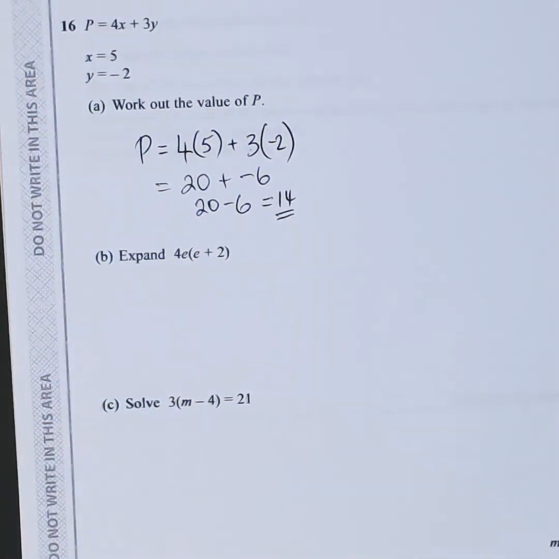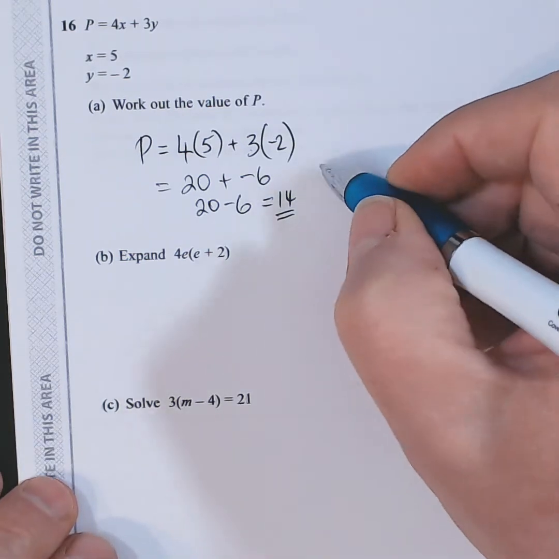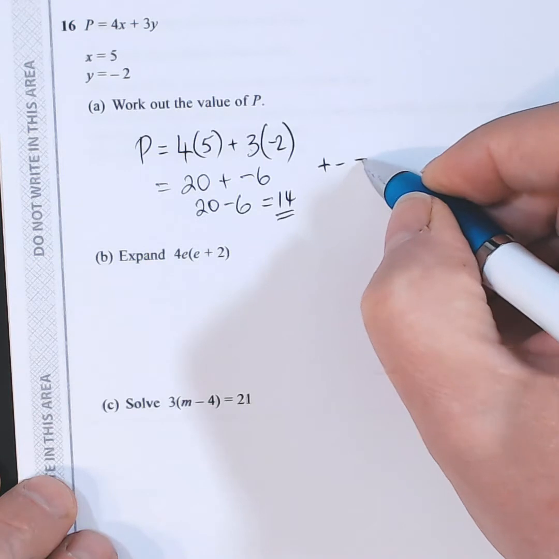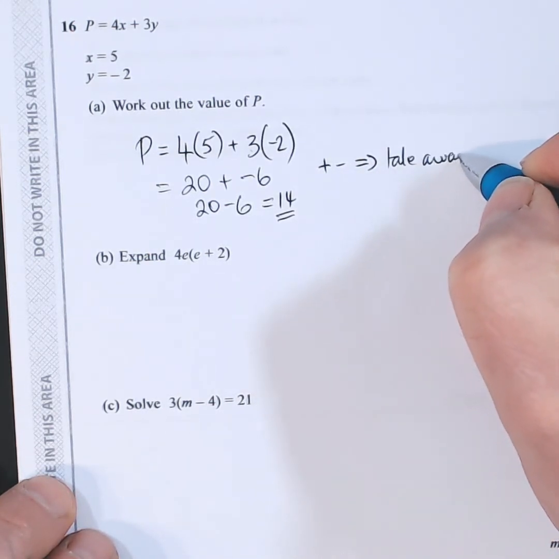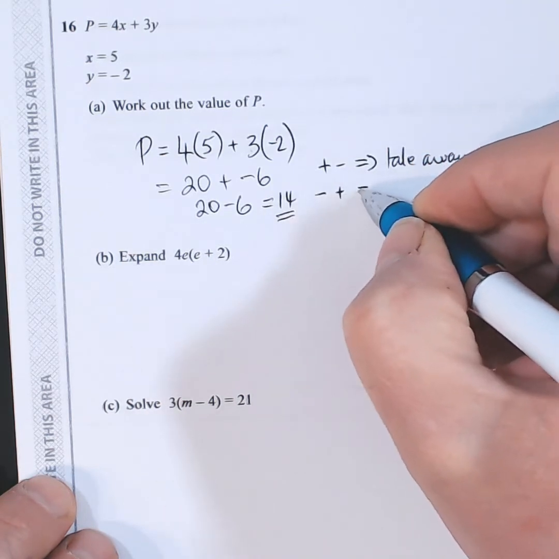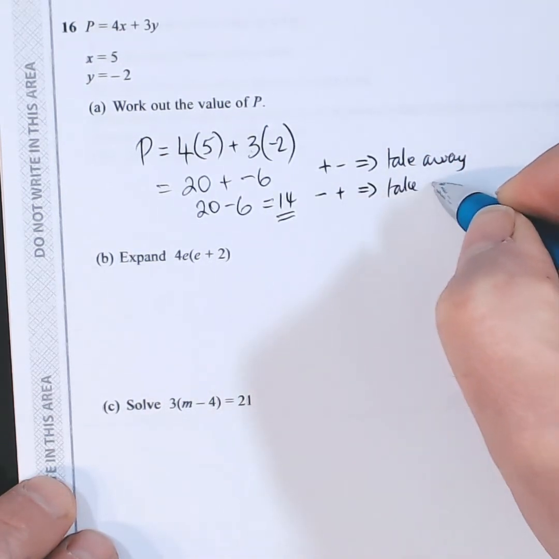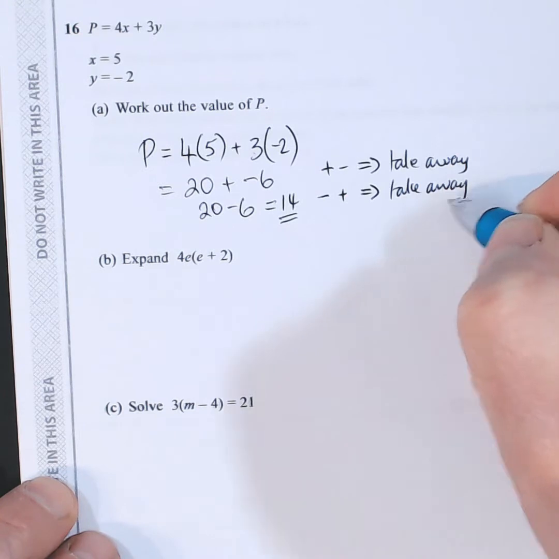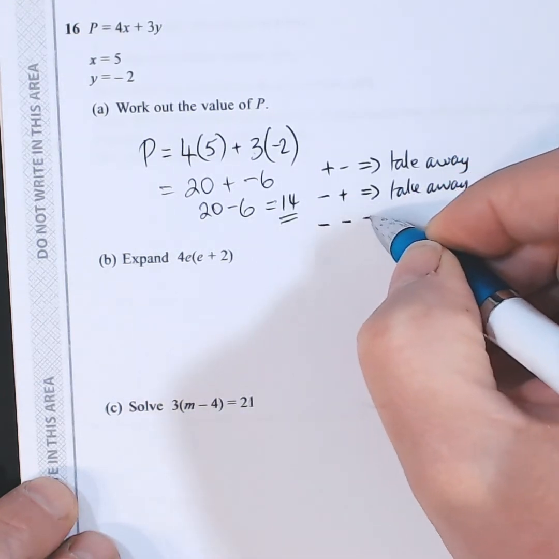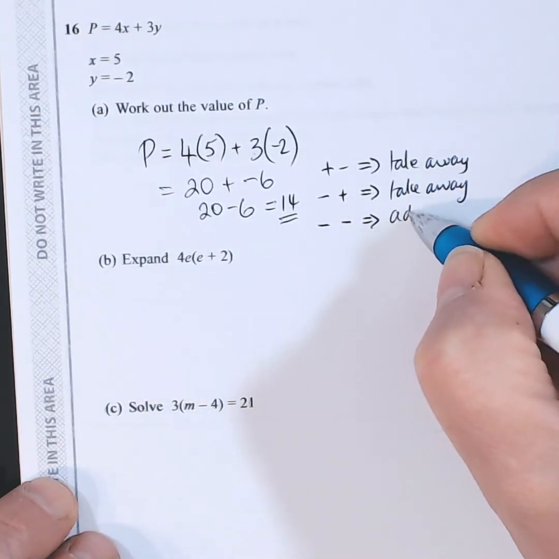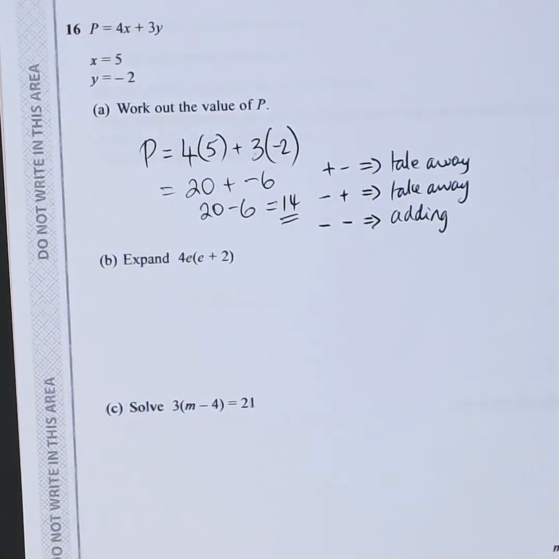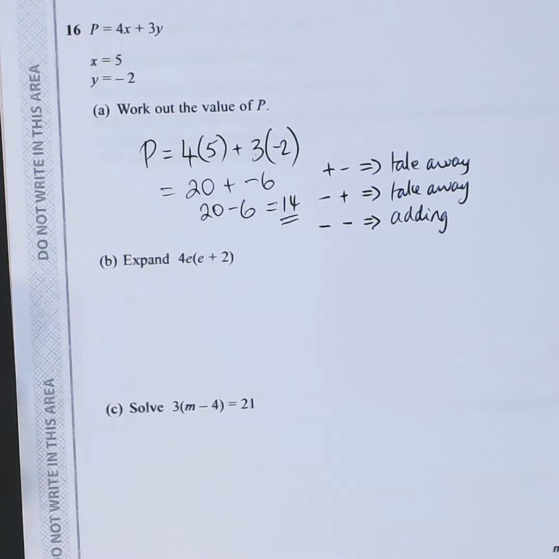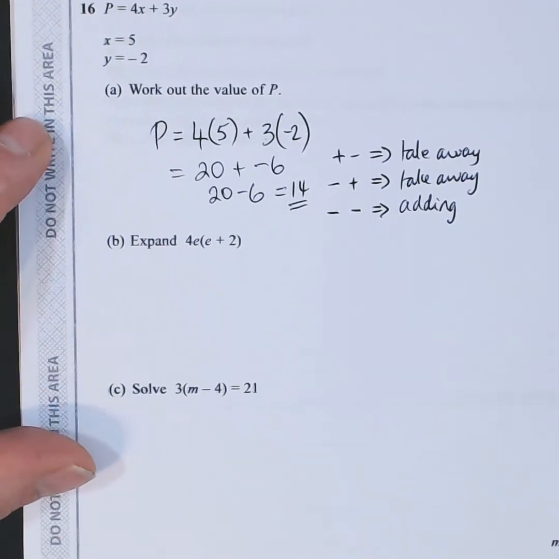So add a negative, you get smaller. If you take away a positive, you also get smaller. So literally, if we add a negative, it's the same as take away. And if we take away a positive, it's the same as take away. And if we take away a negative, then it's the same as adding. You get bigger. So you need to practice the rules of directed numbers if you don't already know them, guys.